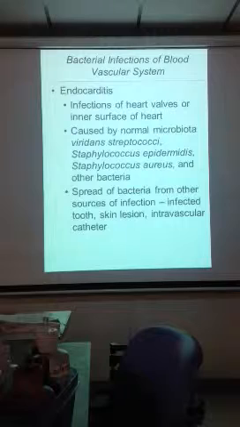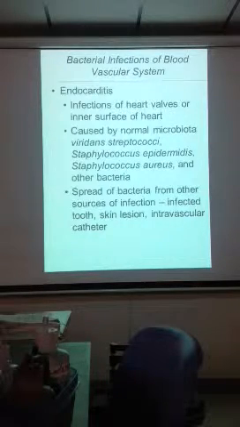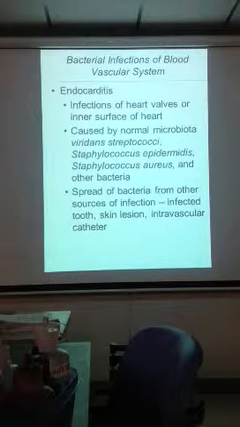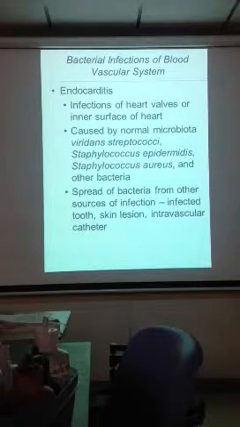Any questions about this? So in the heart valves, it basically reduces the blood flow throughout the body when it becomes inflamed. It just causes inflammation of the heart. And that has all the different sorts of ramifications.